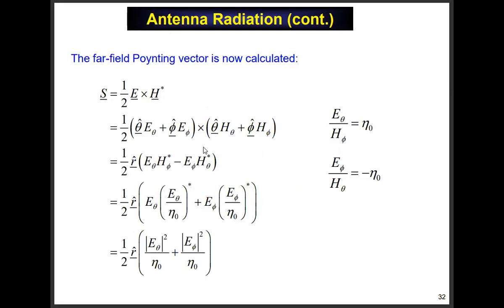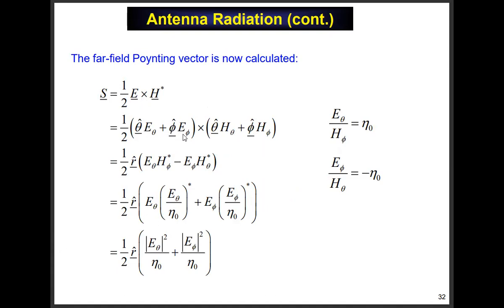Now, let me do a calculation of what the pointing vector is in the far field. It's similar, if not identical, to what we've done in the past, but let's go through it one more time. Here is the complex pointing vector, 1/2 E cross H conjugate. I'm going to take E and H and express them in spherical coordinates.